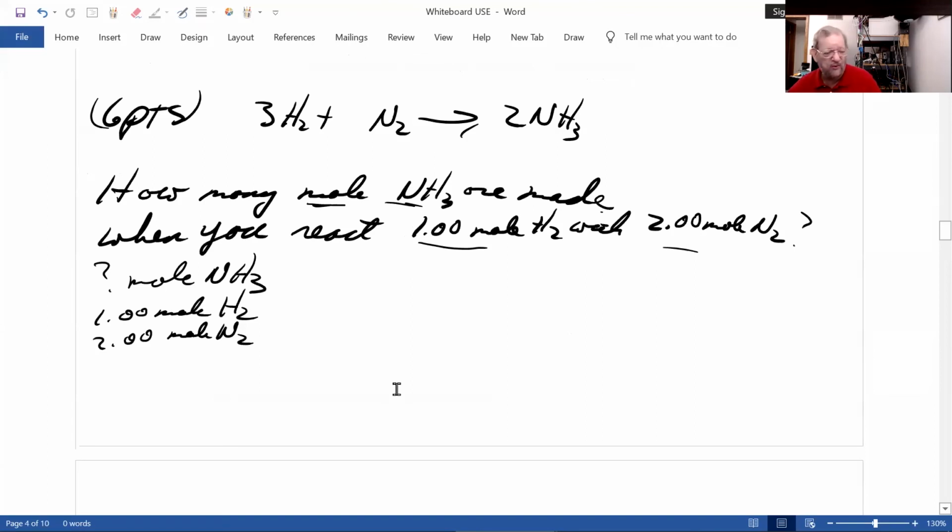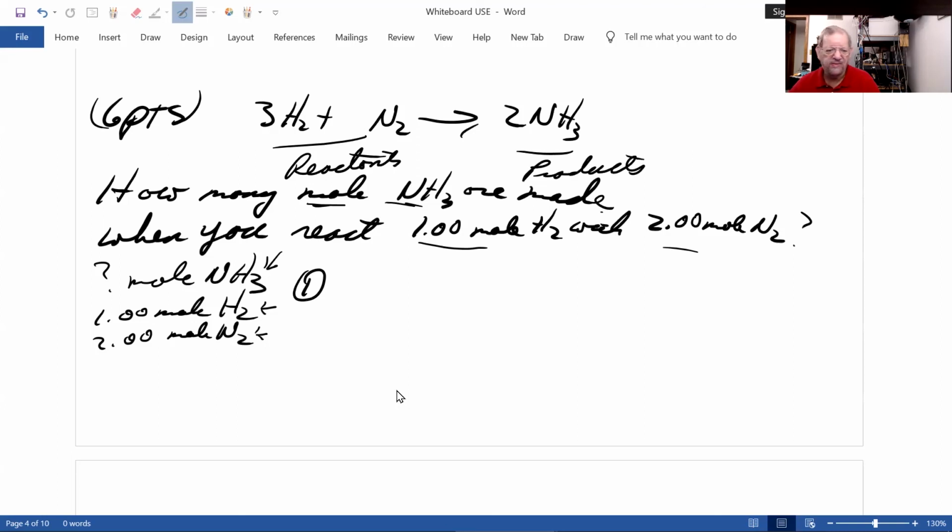So now what do we have to do? We do two calculations. For each reactant, you find the moles of the product. Remember, these are your reactants. This side is your product or products. And therefore, for one, I got hydrogen there, moles of hydrogen. We want to go to moles of product, which is ammonia, which we also figured out here.